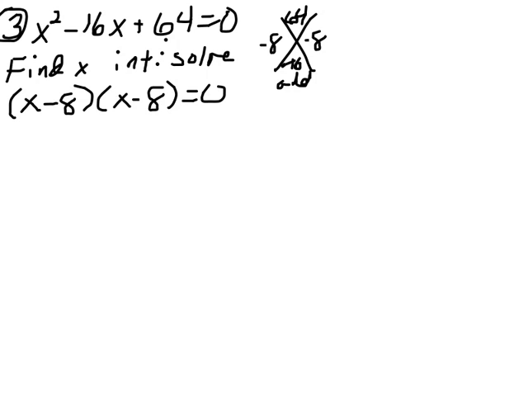Notice both of these factors are exactly the same, so I don't need to write them down twice since they're two of the same thing. I just need to say x minus 8 is equal to 0. If I want to solve for x, I add 8 to each side, and I get x equals 8.